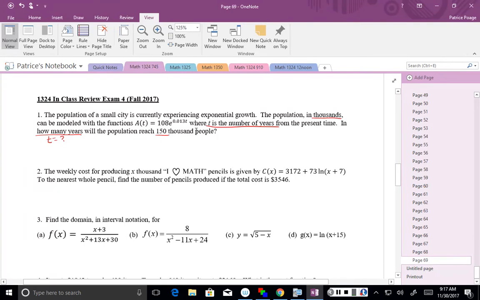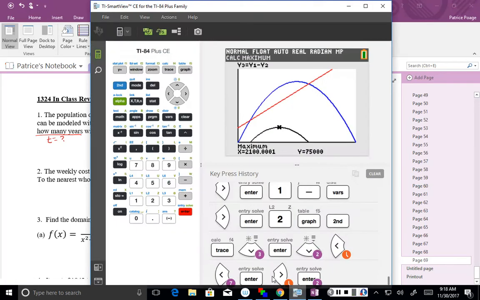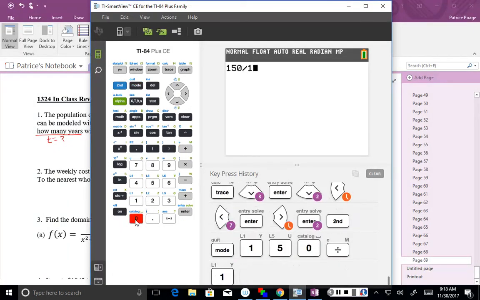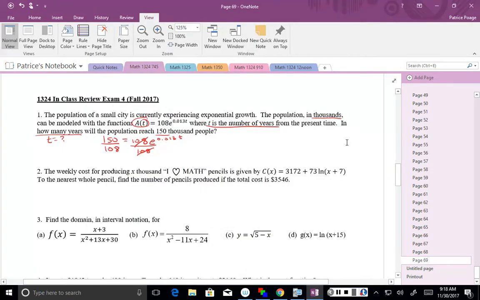So when will it reach 150,000 people? Since it's in thousands, then we can just put 150 in our formula right there for our population. So I'm going to have 150 equals 108 e to the 0.013 t. First thing I'll do is divide by the 108 from both sides. I could see if that's a nice number or not. 150 divided by 108, and it's ugly, and so that's not good. So I'm going to leave it alone.